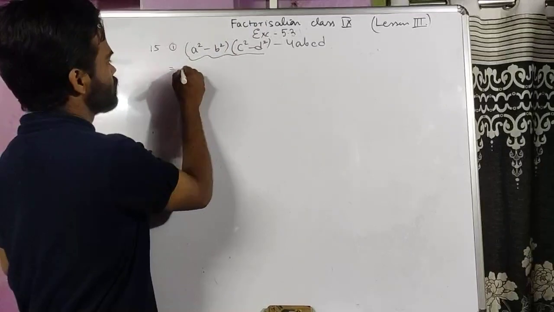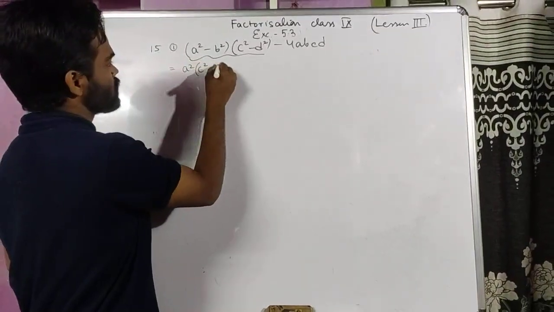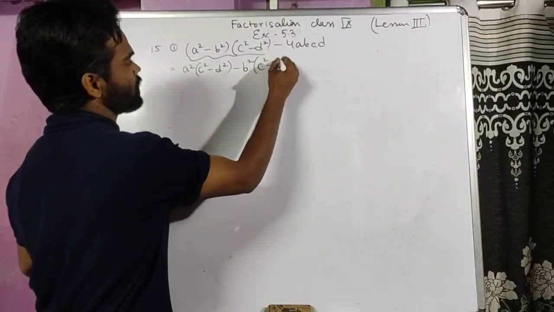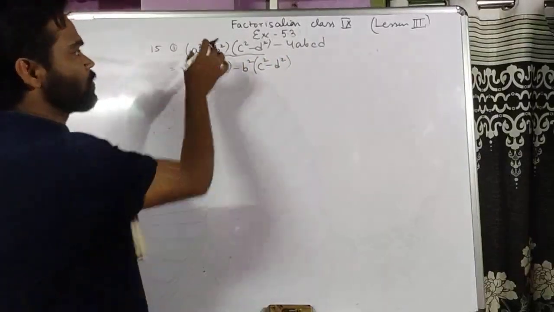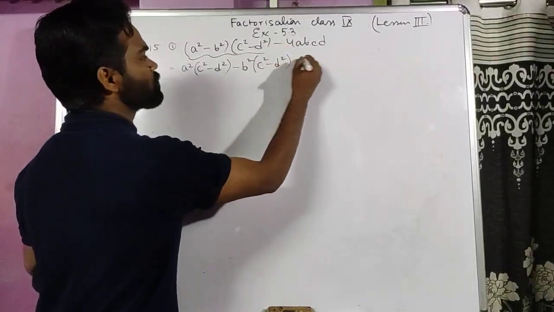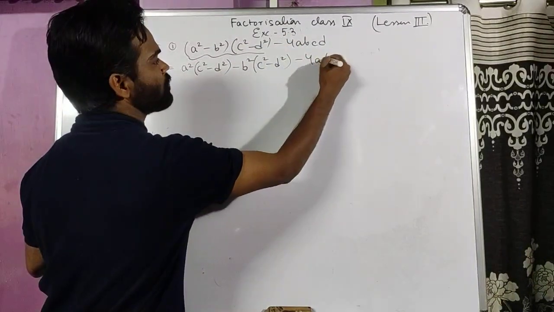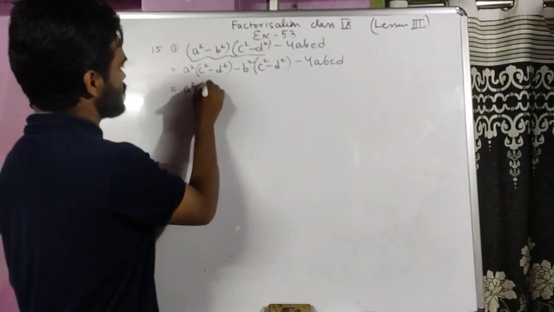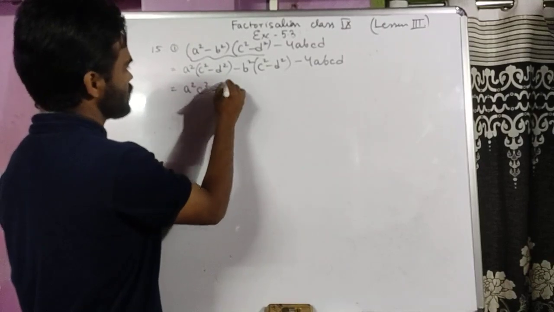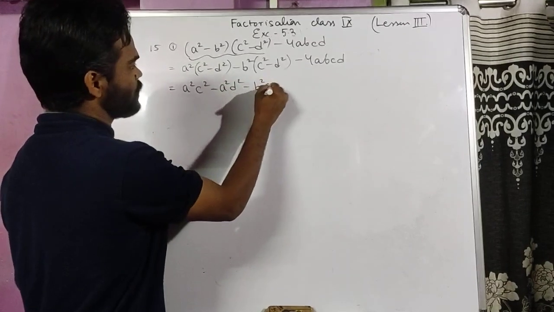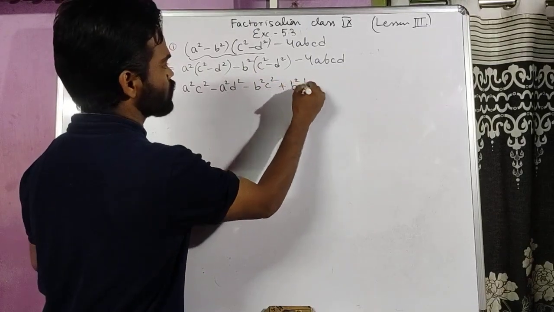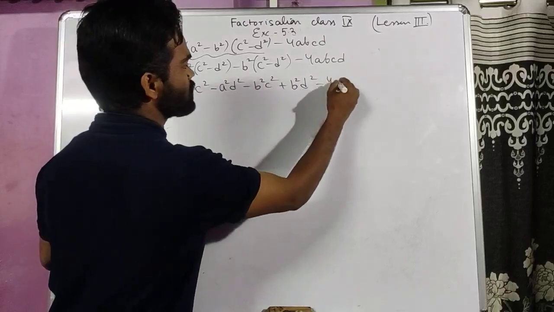We'll multiply these two. So a square (c square minus d square) minus b square (c square minus d square). Multiplying a binomial by a binomial. And this is minus 4abcd. Now if you open the bracket, it becomes a square c square minus a square d square minus b square c square minus b square d square minus 4abcd.